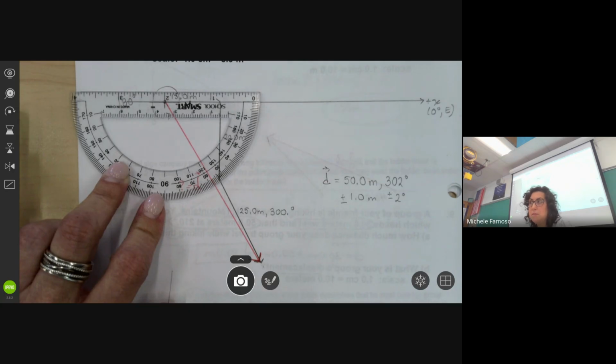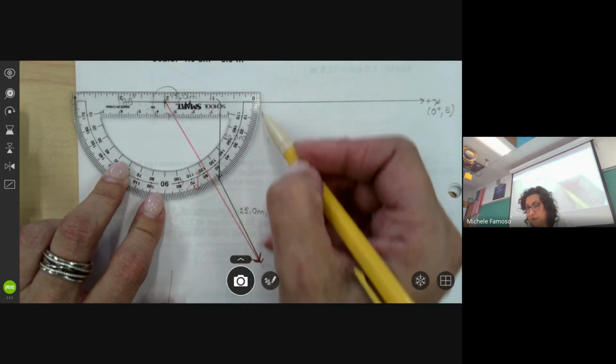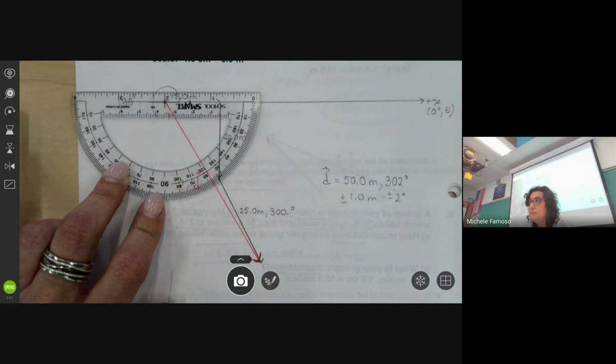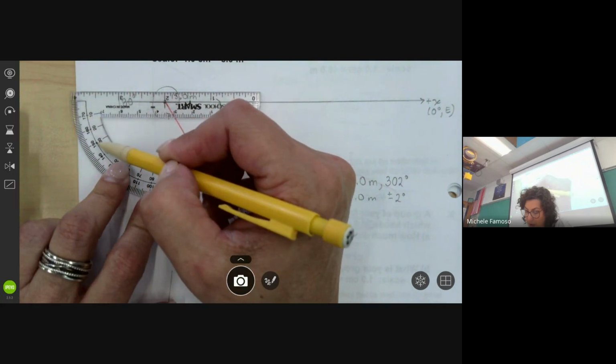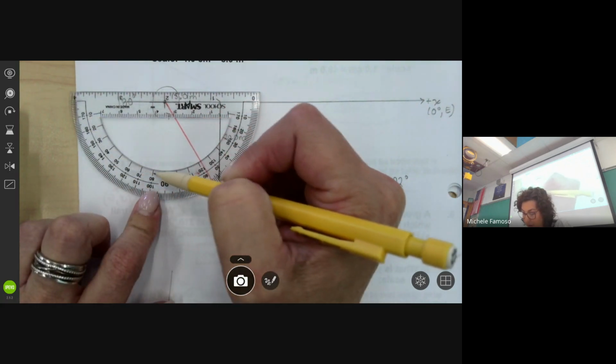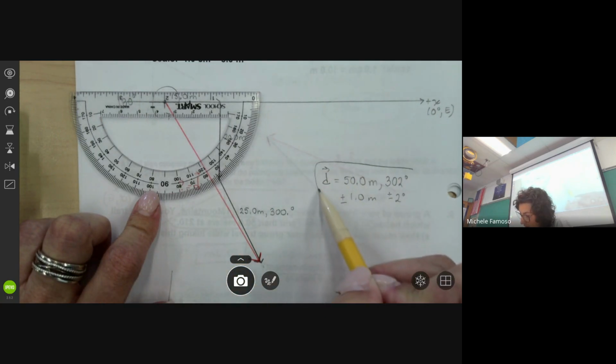Do you understand? The other thing you could do is measure this and then subtract it from 360. I prefer to start here. 180, 190, 200, 210, 220, 230, 240, 250, 260, 270, 280, 290, 300, 301, 302. That is my final answer. I box it in.